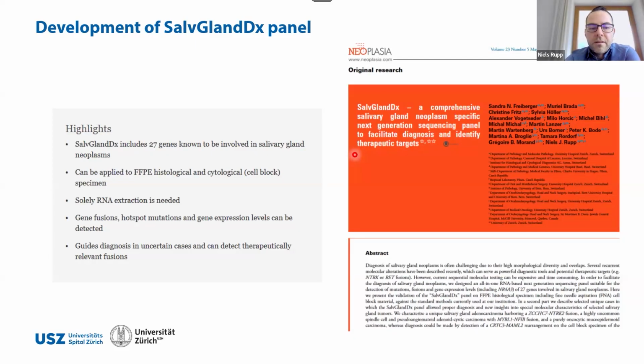In the first version of our panel, there were 27 genes known to be involved. And this panel is able to detect gene fusions, hotspot mutations, and gene expression levels. And why this is important is to cover diverse areas of molecular alterations. I will come to it in a few minutes. So this panel can help to guide the diagnosis in uncertain cases and can also detect therapeutically relevant fusions.